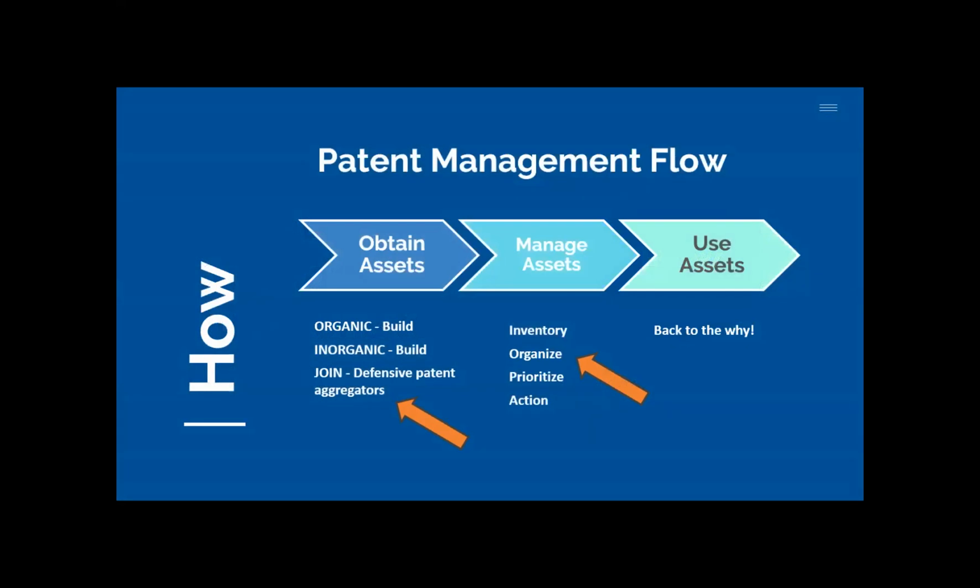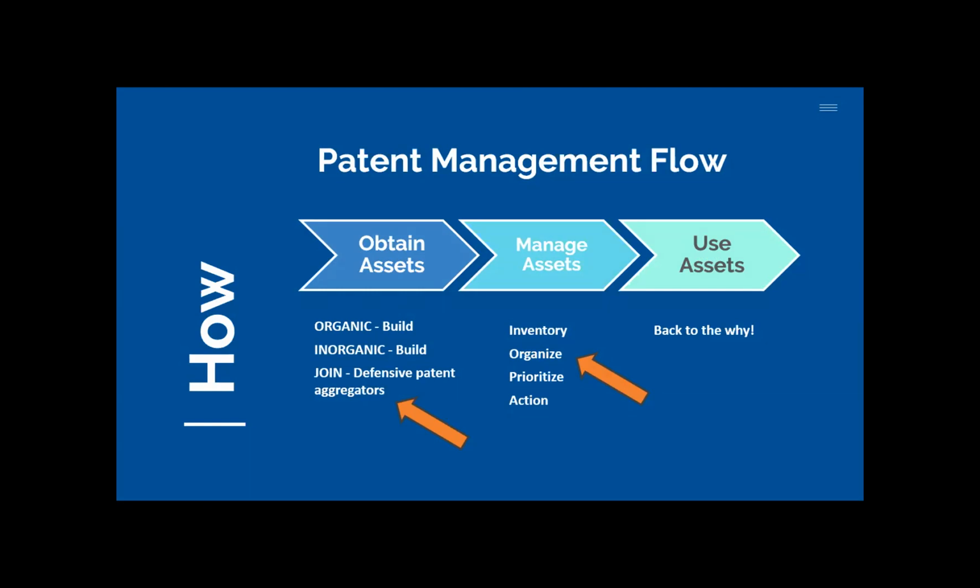Yeah, so if you look at a basic patent management or patent curation flow, you're obtaining assets, you're managing assets, and using assets. And typically for obtaining assets, you can obtain them organically, inorganically, which is buying them, or you can sometimes even join a defensive patent aggregator. But in all of those decisions, your landscapes will provide input into that process. Also, managing assets. This is really where I think these tools come into play very heavily, with inventory, organizing, prioritizing, and actioning them.